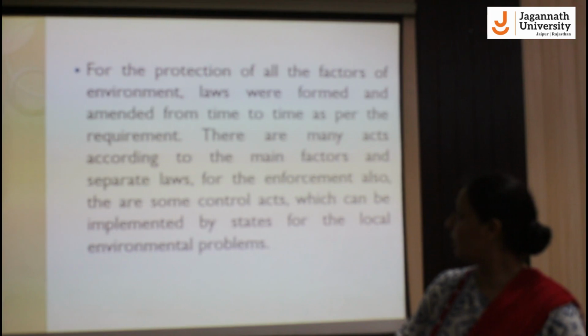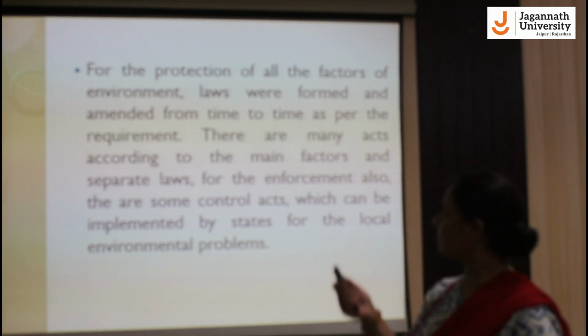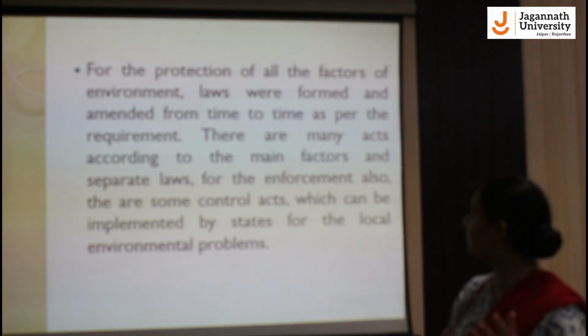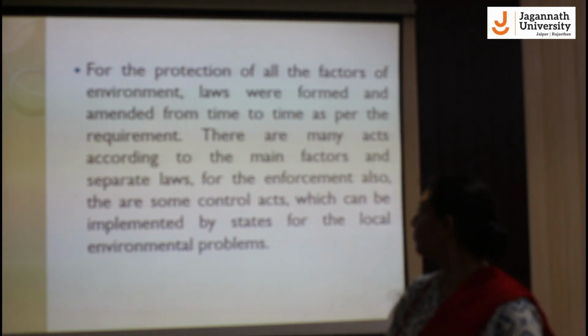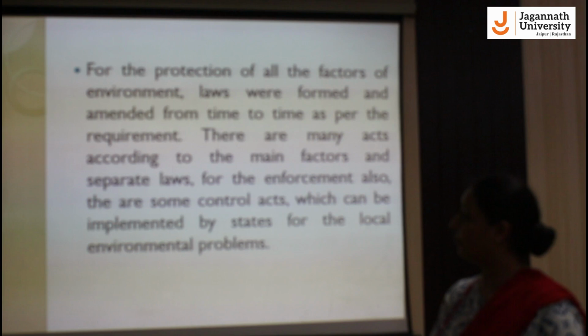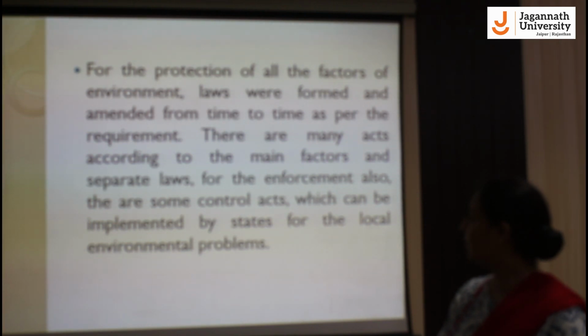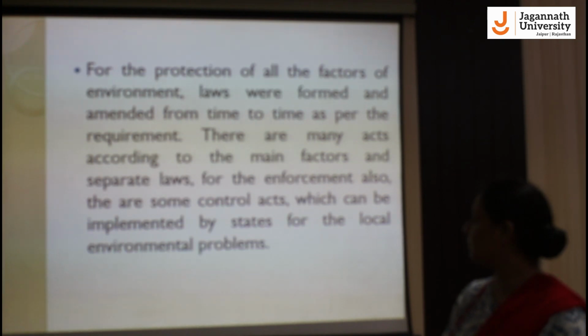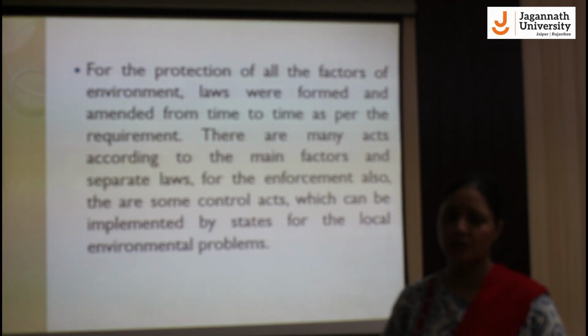So, when we talk about environmental legislations, it is related to the protection of all factors of the environment. Laws were formed and amended from time to time as per the requirement. There are many acts according to the main factors, with separate laws for enforcement also. There are some control acts which can be implemented by states for local environmental problems.